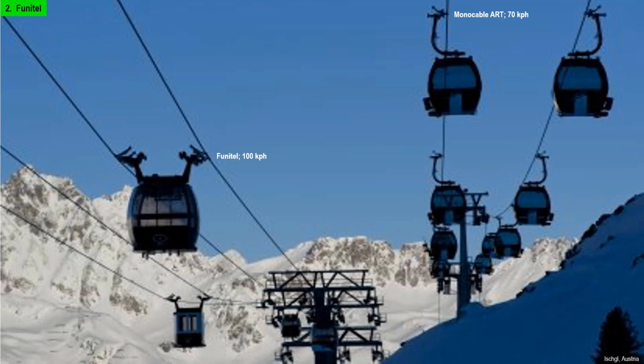Some ski slopes have a combination of aerial trams, aerial cable cars, and funitels. In this photo, it is a combination of funitel and monocable ART. If the wind speed reaches 70 kph, the monocable ART will be closed. The ski resort can still remain operational since the funitel can operate at 100 kph.